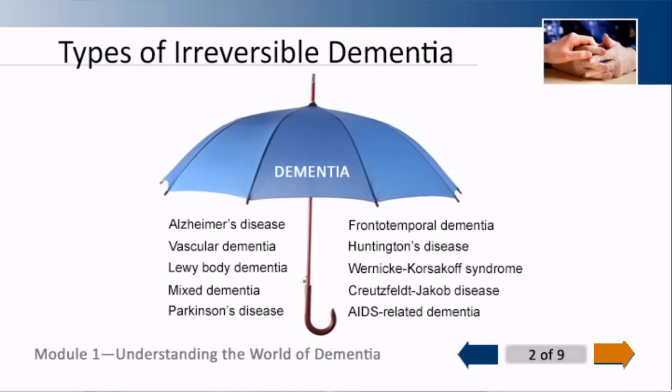Oftentimes they become estranged from their family members. Oftentimes they'll go to the Star Casino and gamble everything they have away. They become very hateful to children and family members sometimes, and so people become estranged. Huntington's disease, I just read an article that we now may have some treatment for Huntington's. Huntington's is a very disabling mental deterioration. Wernicke, Korsakoff, Creutzfeldt-Jakob, AIDS-related dementia, all of those, there's all kinds of irreversible.